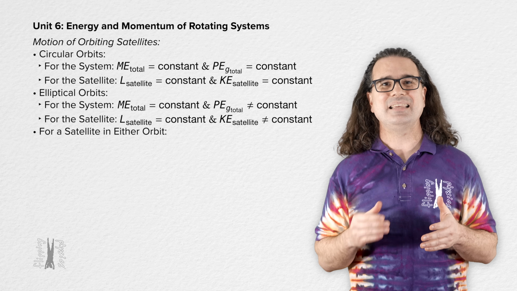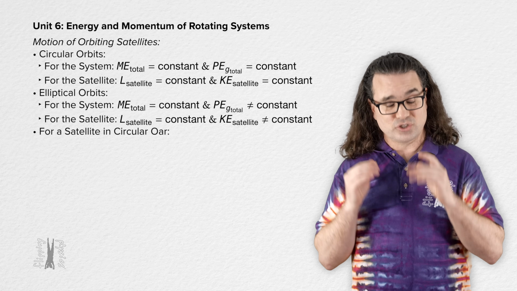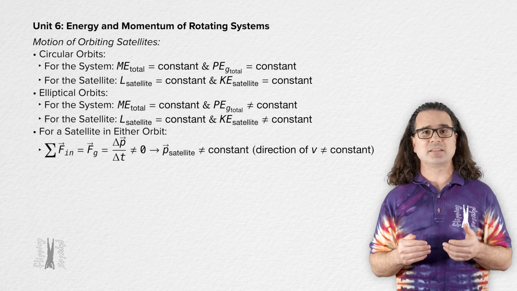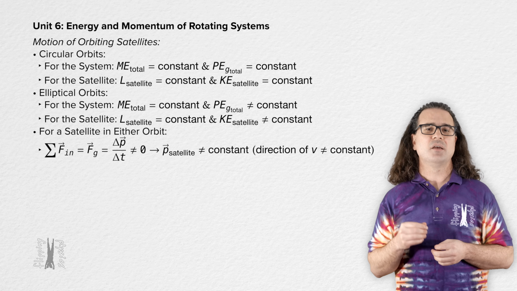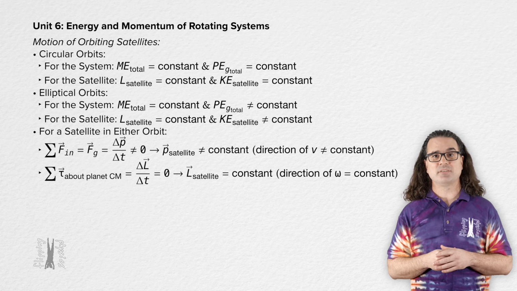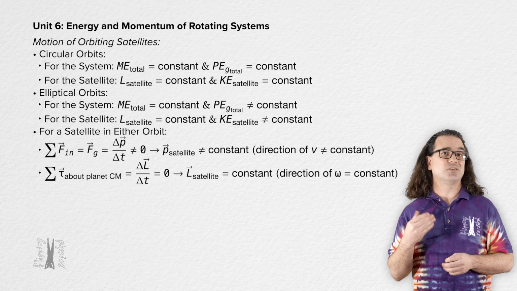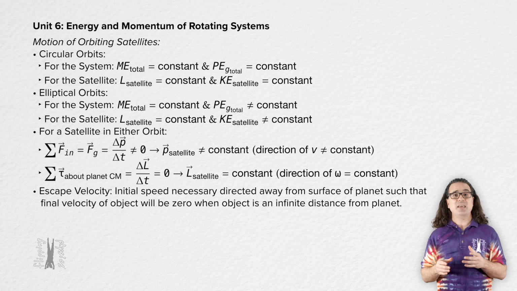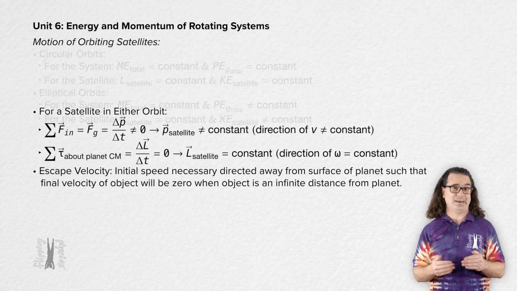When a satellite is in a circular orbit or an elliptical orbit around a planet, its linear momentum does not remain constant because the direction of its velocity changes. However, the angular momentum of the satellite does not change. The direction of its angular velocity does remain constant. Escape velocity is defined as the initial speed necessary directed away from the surface of a planet such that the final velocity of the object will be zero when the object is an infinite distance from the planet.